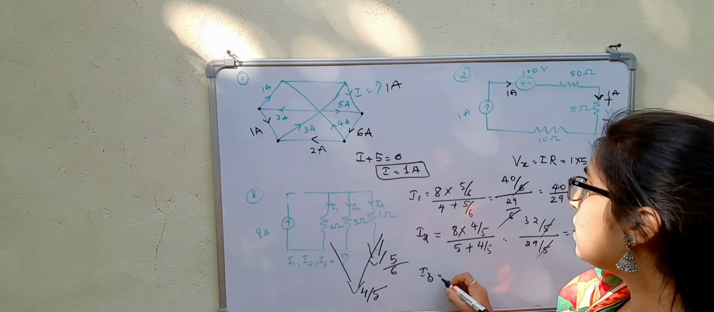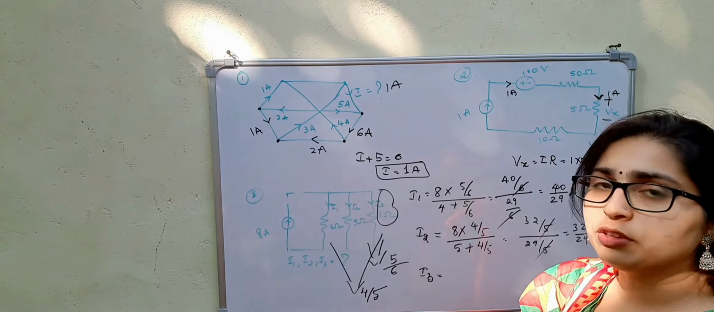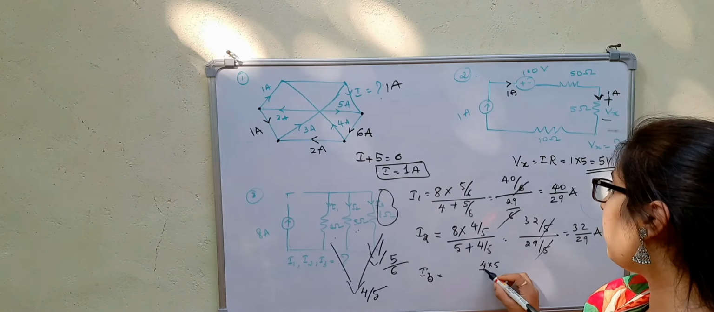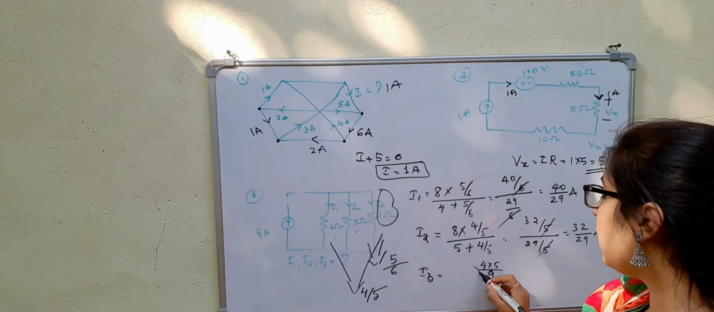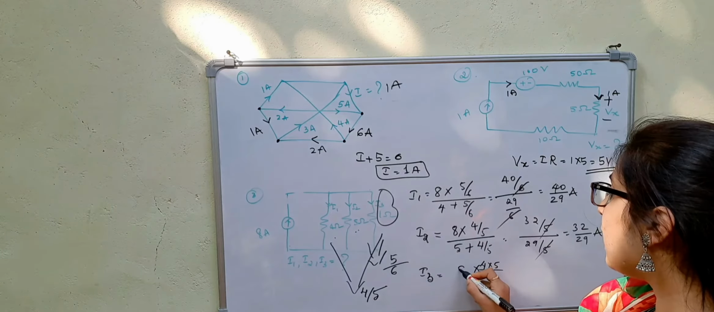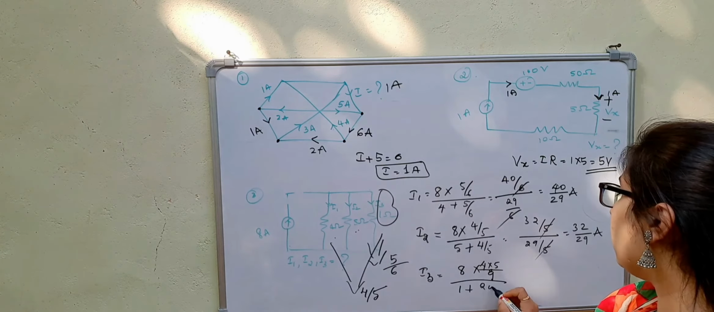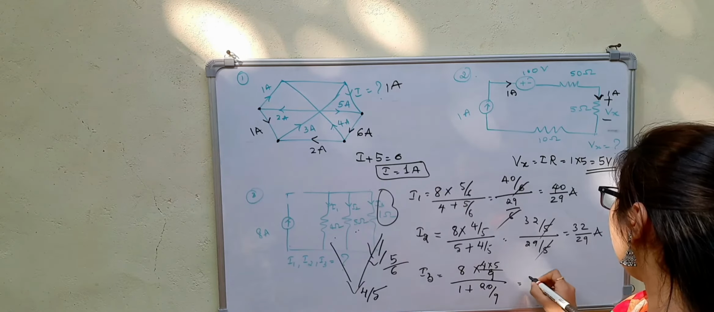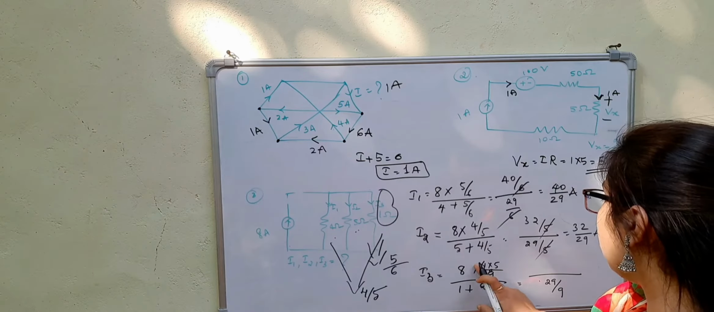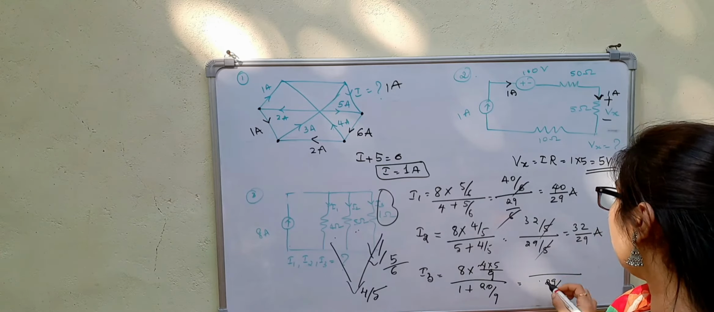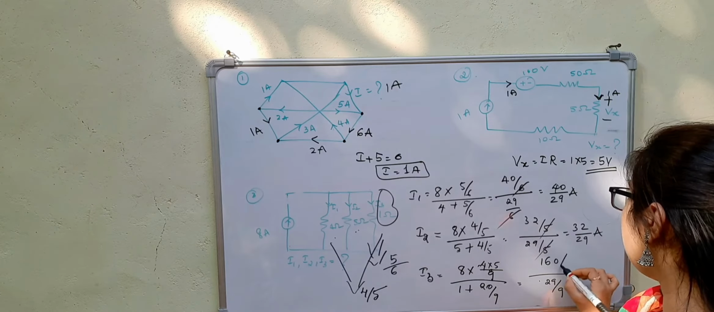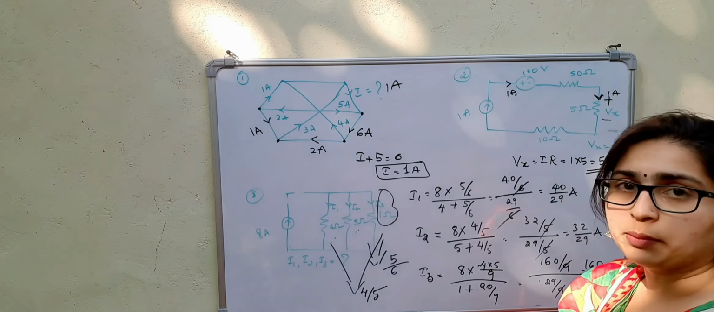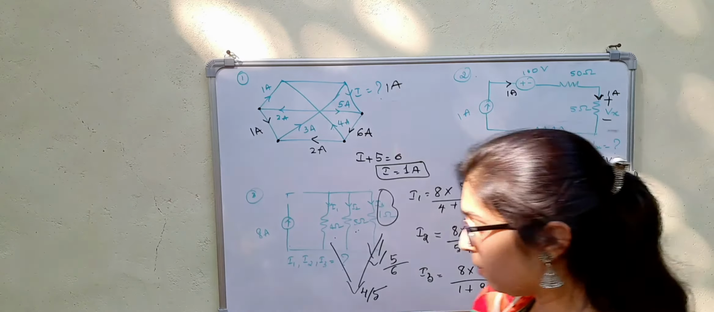Next comes I3. I3 is this current, flowing through 1 ohm. The opposite resistors are 4 and 5, so that is 4 into 5 divided by 4 plus 5. Into 8 divided by 1 plus 20 divided by 9, which is 29 divided by 9. Here you have 8 into 20, that is 160 divided by 9. So this is equal to 160 divided by 29 amperes. Next we will solve some more problems.